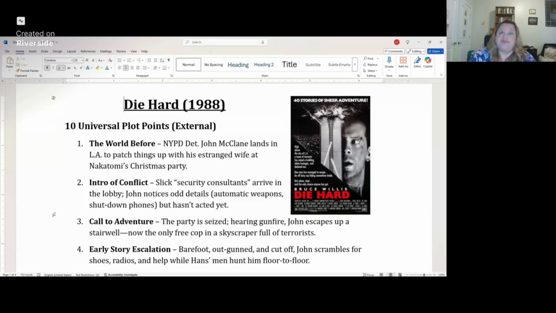Then the call to adventure is where that rug gets ripped, right? The party is seized, he hears gunfire, escapes up the stairwell, and is now the only free cop in a skyscraper full of terrorists. So I want you to try and envision this story structure, right?